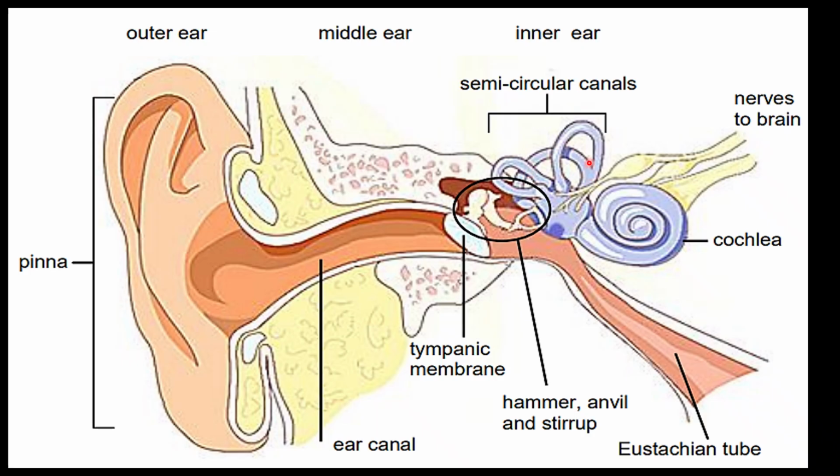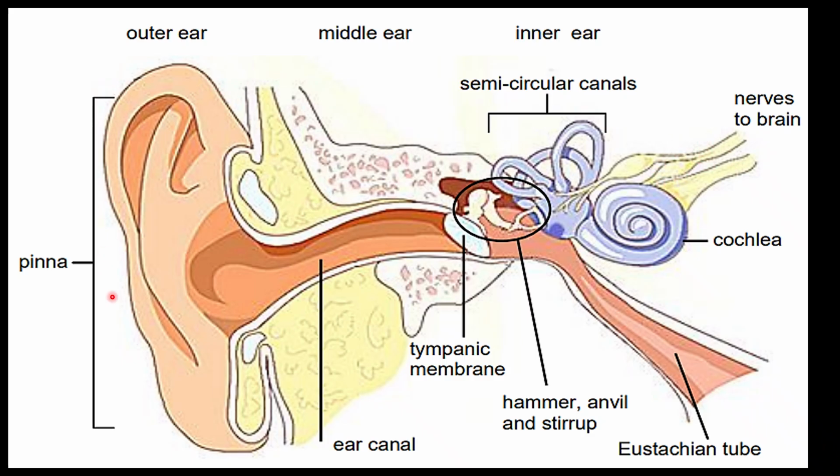They are actually semicircular in appearance, and they are positioned at right angles to each other, and that is what is called the semicircular canals. These form part of the inner ear. Then from the semicircular canals, we have the cochlea. And the cochlea and the semicircular canals are connected to special nerves called auditory nerves.